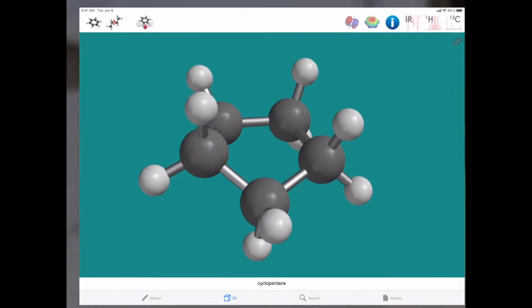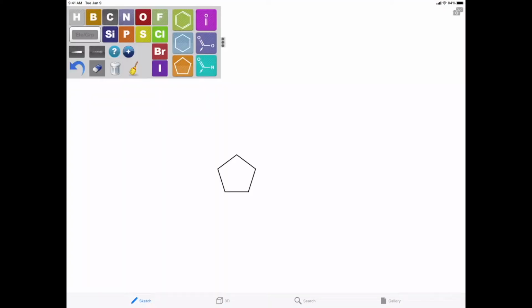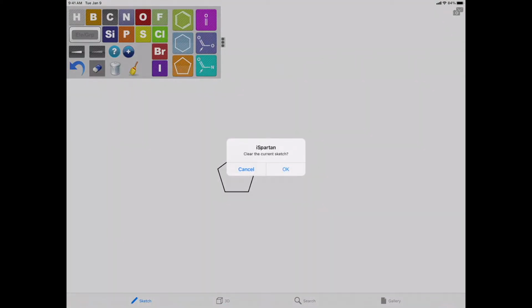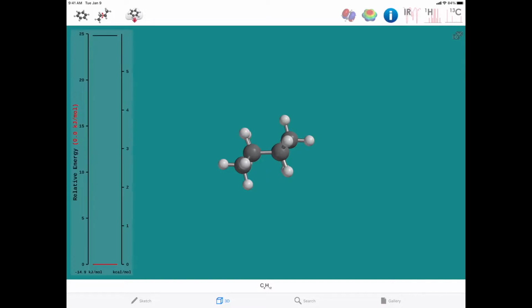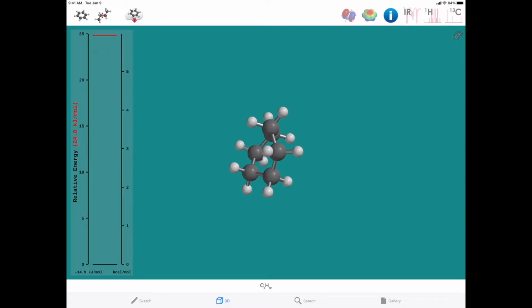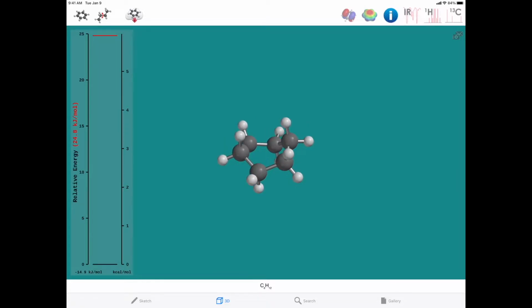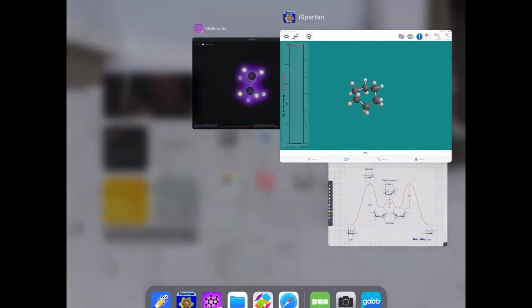And I wonder whether Spartan has that. I haven't looked at it, but let's take a look as we're finishing. And we'll talk more there later. Yeah, that looks like the half chair or something. No? I'm not sure. Or the twist boat. I'll look at that and we'll talk more about it next time.